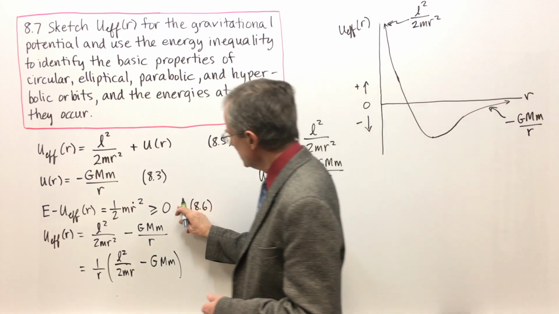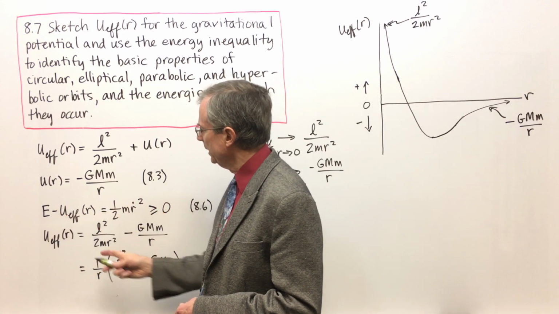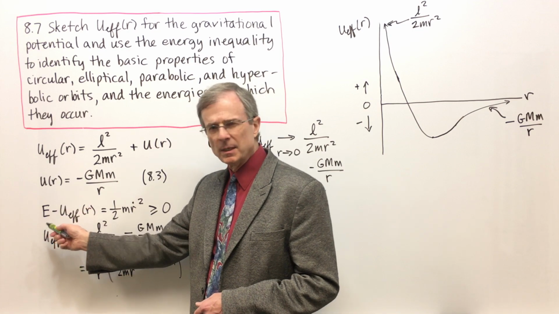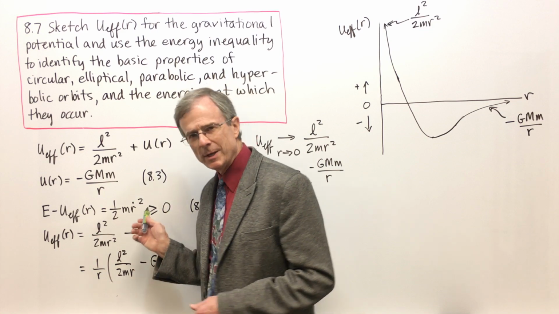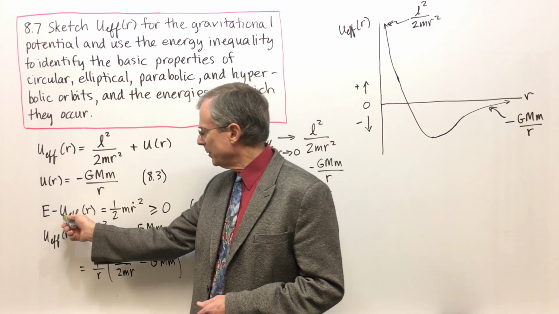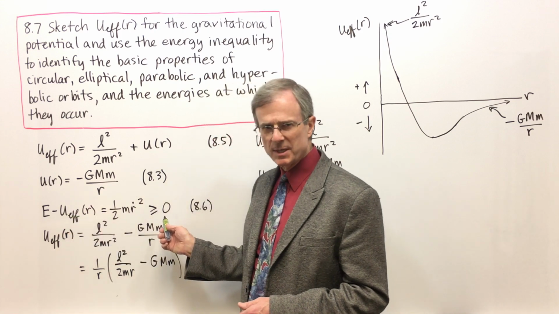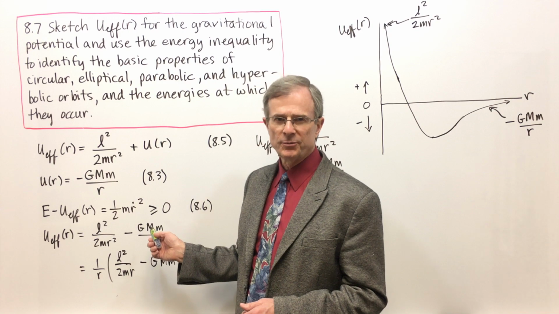So now we're going to focus on this inequality. E minus U effective has to be greater than or equal to 0. What does that say about E? Well, if you add U effective to both sides of the equation, that says that E has to be greater than or equal to U effective.